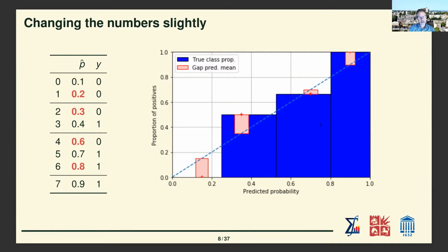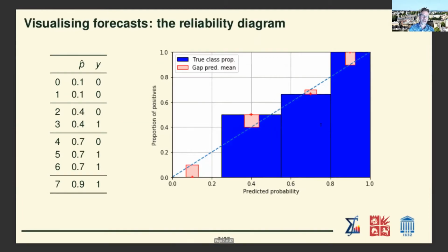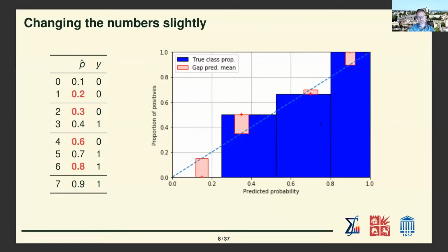But of course, there is a question now: where does this grouping come from? In the previous setting, the grouping was clear, because we only had 4 different predicted numbers, and we put them all in the same group. But now we have 8 unique predicted numbers. So where does this grouping come from? This is a possible grouping. And if you compare it with the previous figure, you will see that the calibration has got slightly worse. Some of the red bars have become a bit bigger.